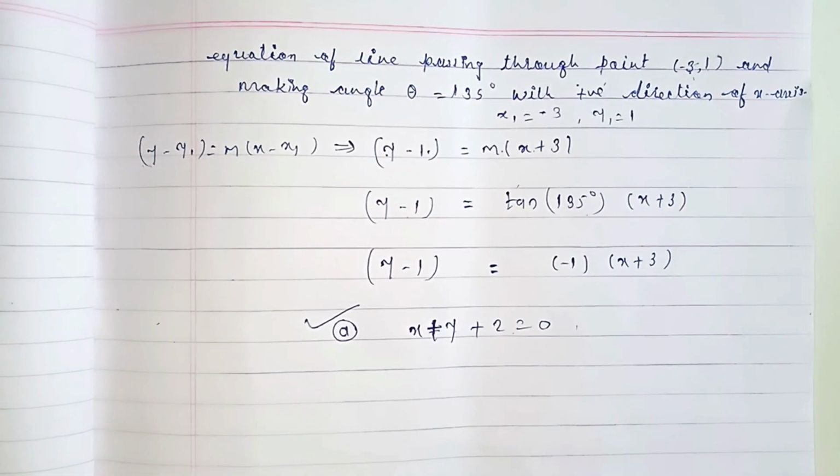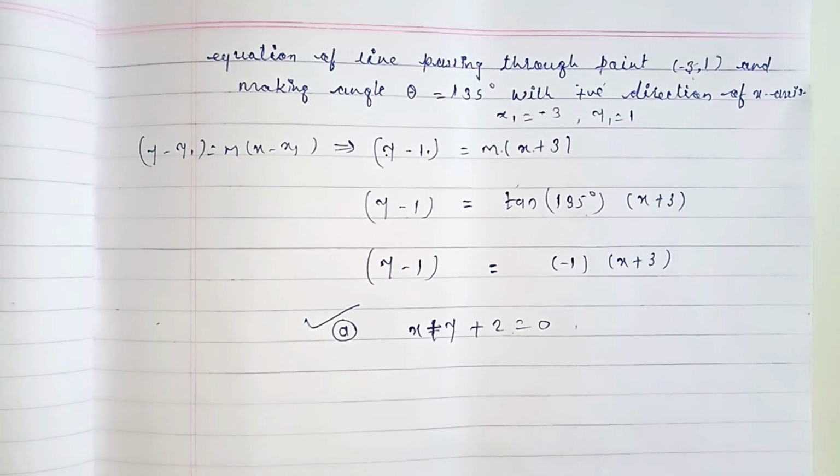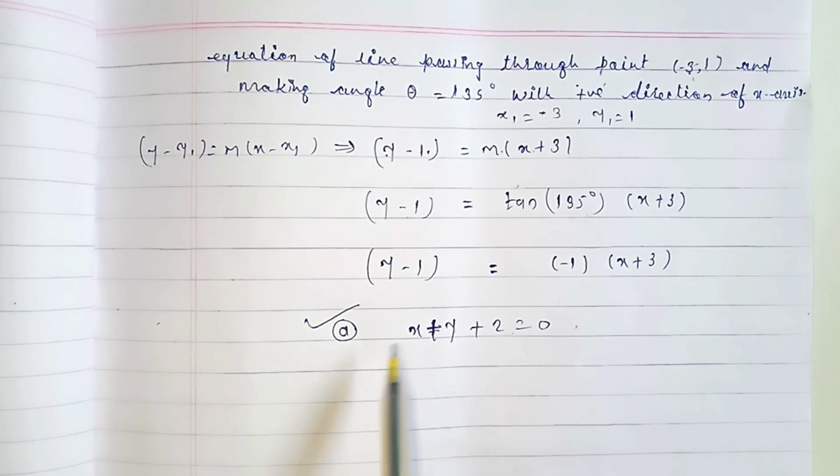In our question we just want the equation of a line, and two conditions are given. One condition is the point (-3, 1), and the second condition is that the line bisects the coordinate axes, and bisecting the coordinate axes means it divides the angle into two equal parts. So this is our today's solution.